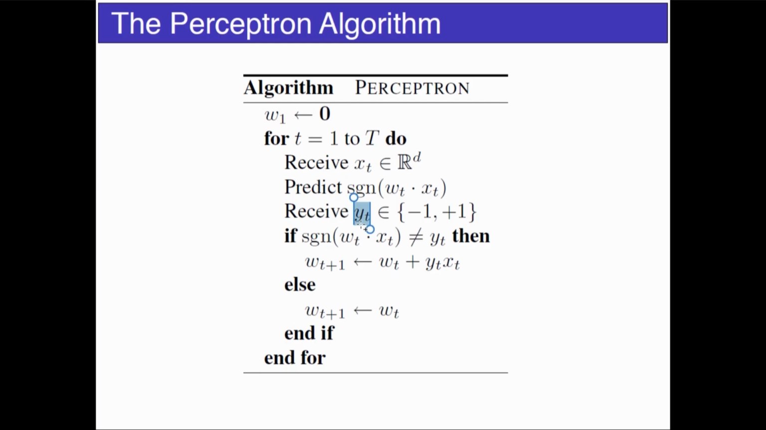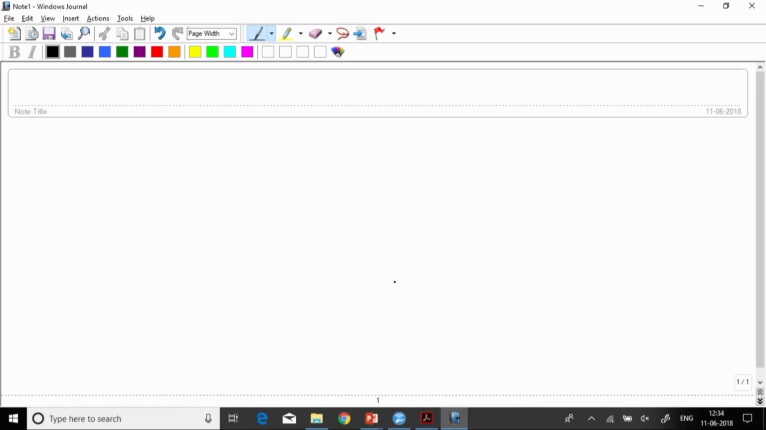If you did not make a mistake, you are happy, and you just keep on continuing. But if you did make a mistake, you will update your weight vector: wt plus 1 is equal to wt plus yt xt. When would you make a mistake here? If you make a mistake, you update wt plus 1 to wt plus yt xt.